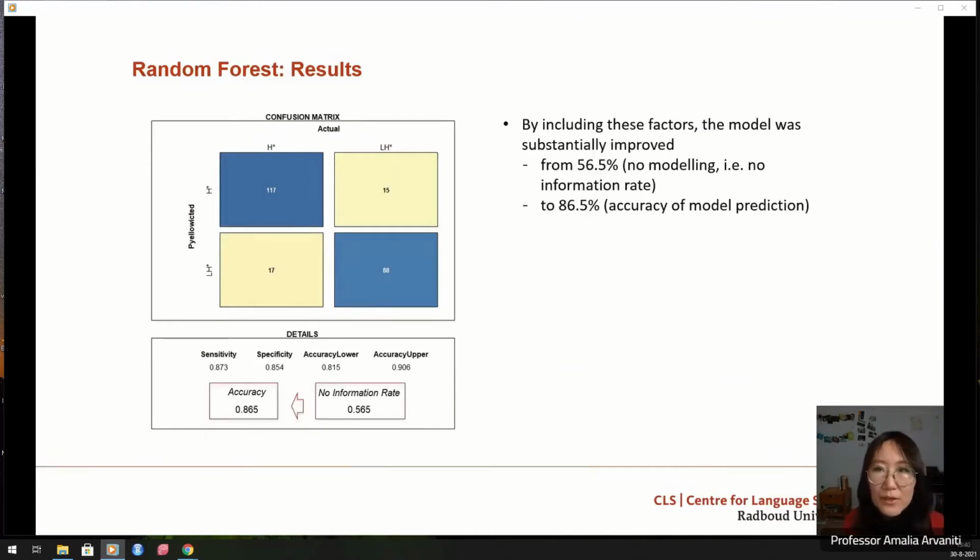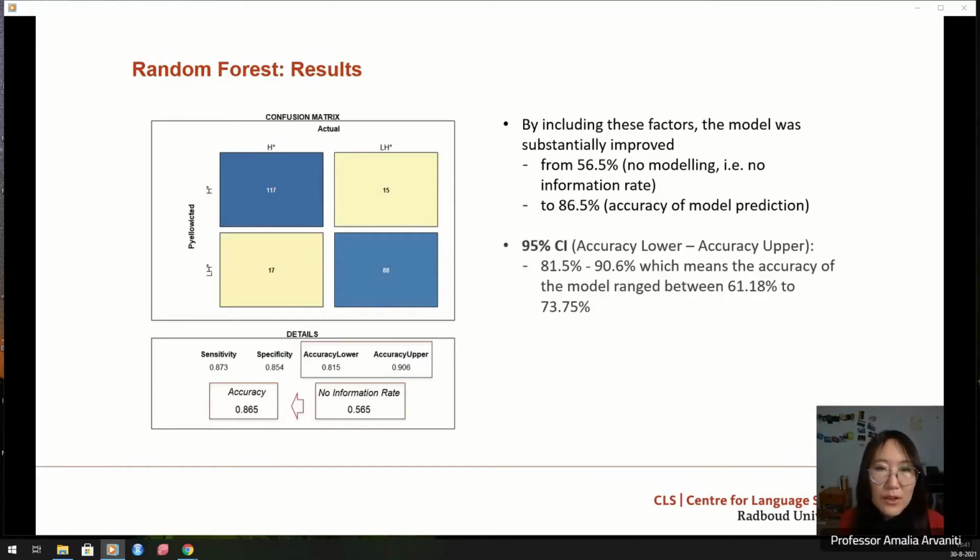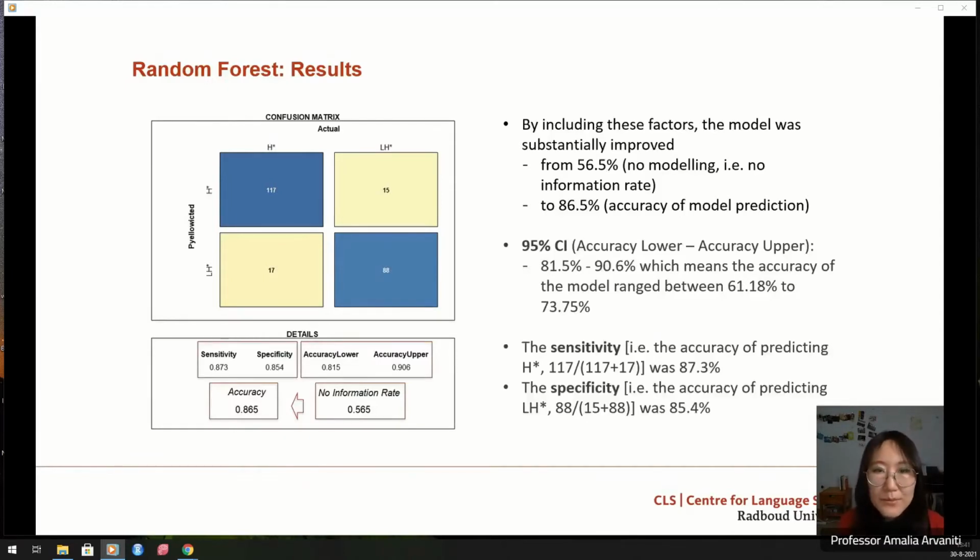By including all the variables, the model was substantially improved from 56.5% to 86.5%. So that's a big improvement. And these two numbers are basically the most important numbers to evaluate the model. And you can also get a confidence interval between 81 and 90. That's not bad. The sensitivity and specificity are the accuracies for your high-star and low-high-star predictions.